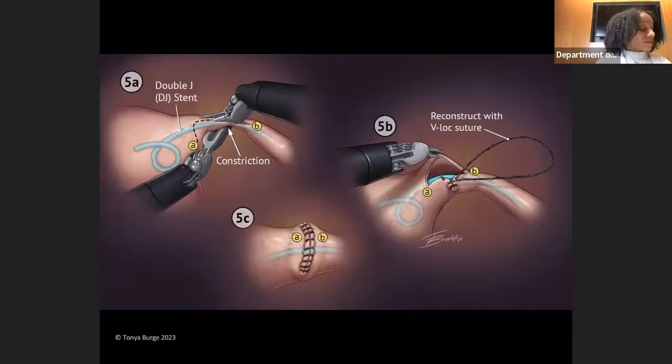The double J stent remains in the ureter throughout the duration of this procedure and is removed after about 4 weeks. Thank you so much for your attention, and I welcome more questions and comments at this time.